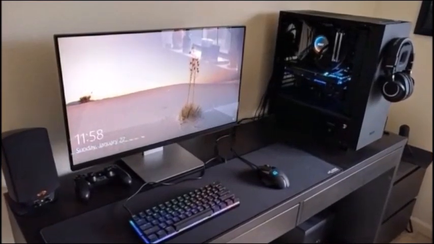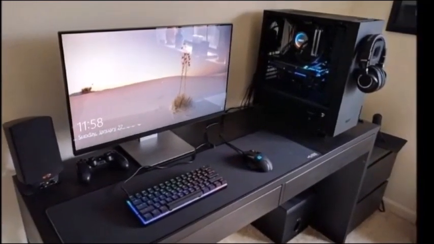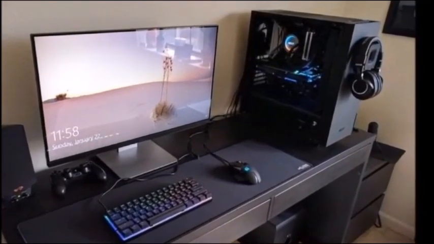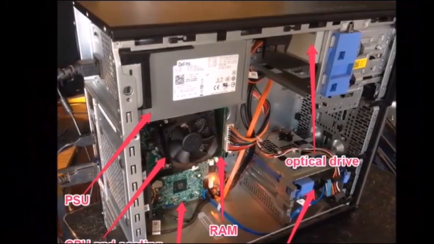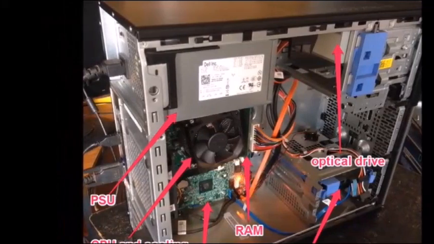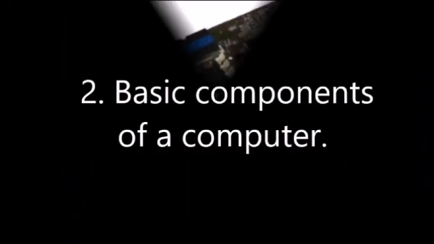External hardware devices, which include monitors, keyboards, printers, or scanners, whereas internal hardware devices include motherboards, hard drives, or RAMs. Basic components of a computer.